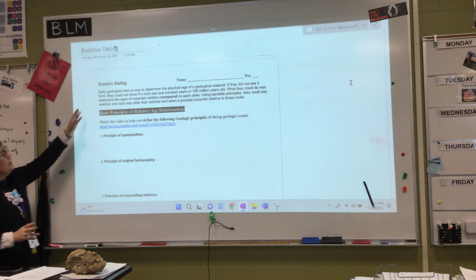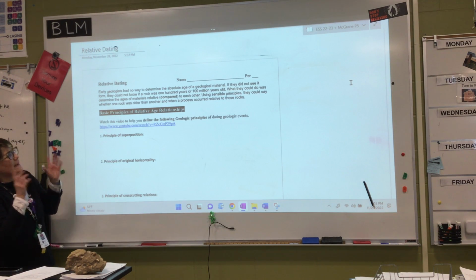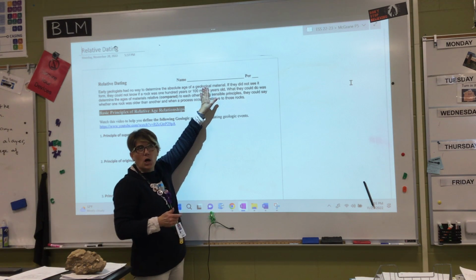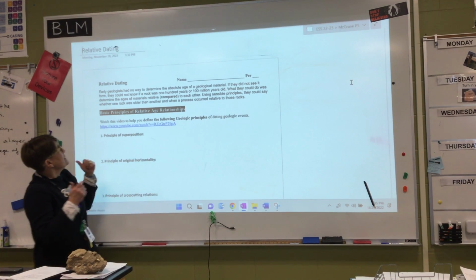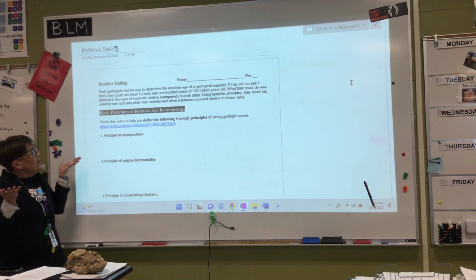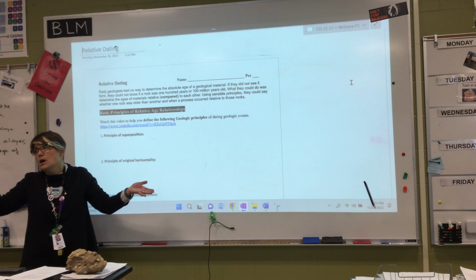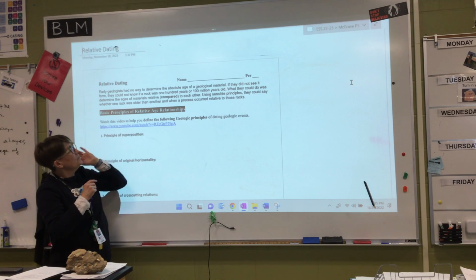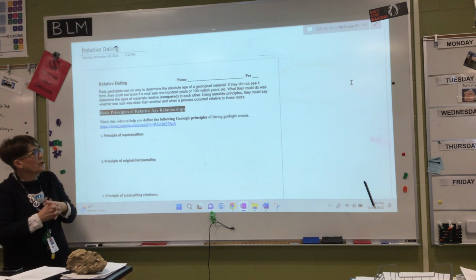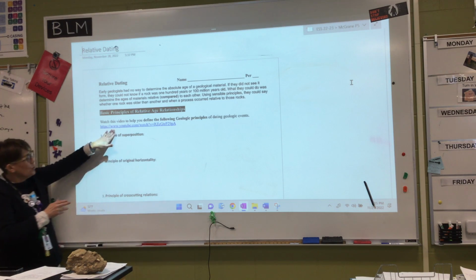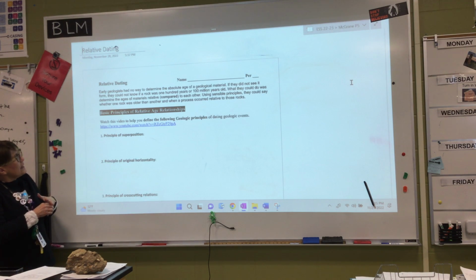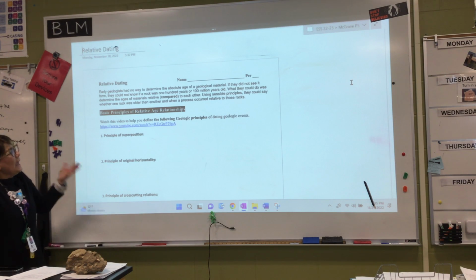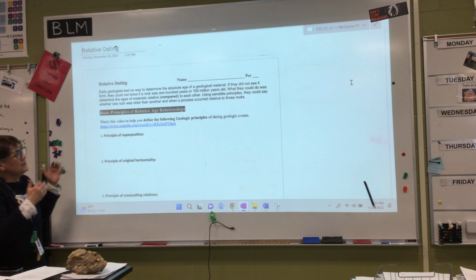Early geologists had no way of determining the absolute age of a geologic material. Geologic just means of the Earth, okay, rocks, land. If they did not see it form, then they could not know if a rock was 100 years old or 100 million years old. What they could do was determine the age of materials relative, or compared, to each other. Using sensible principles that you are going to learn about today, they could say whether one rock was older than the other, like when I was comparing myself to Alexi, and when a process occurred relative to those rocks.